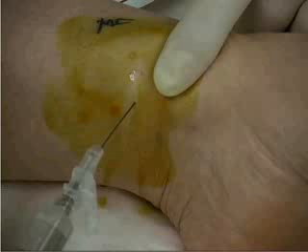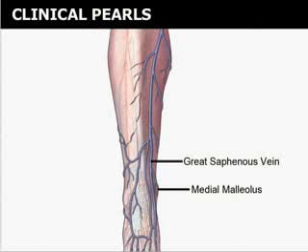The great saphenous vein runs anterior to the medial malleolus, so caution needs to be taken during injection. Aspirate the syringe prior to injection to prevent introducing anesthetic into the intravascular space.